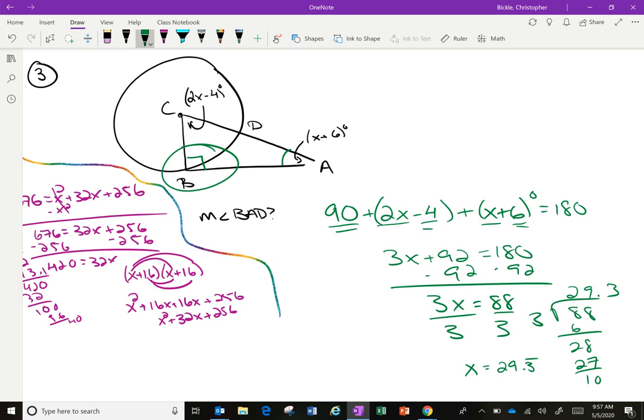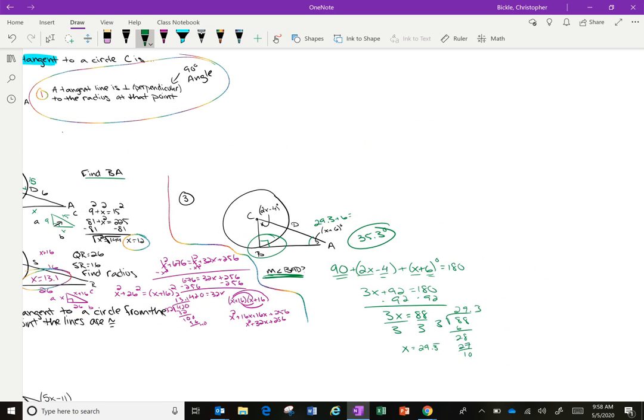They didn't ask me to find x, though. They asked me to find the measure of angle BAD. So BAD was this one, 29.3 plus 6 is 35.3 degrees. And all I did was plug in that 29.3.